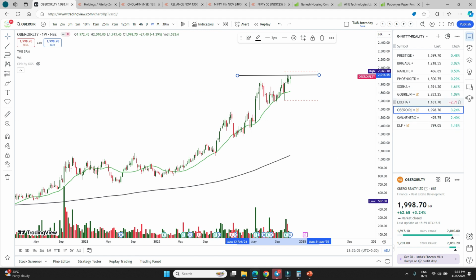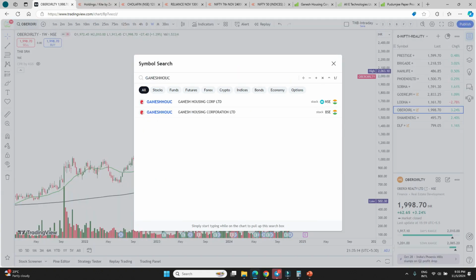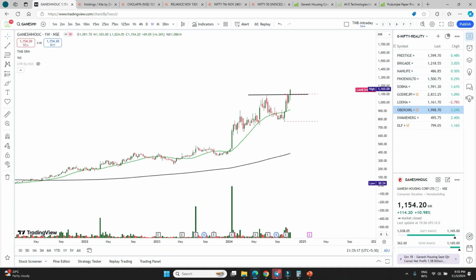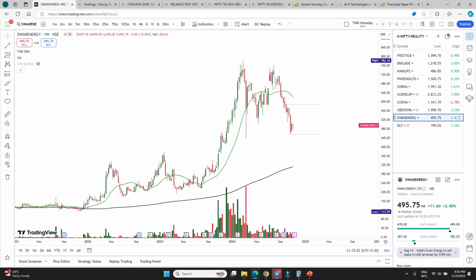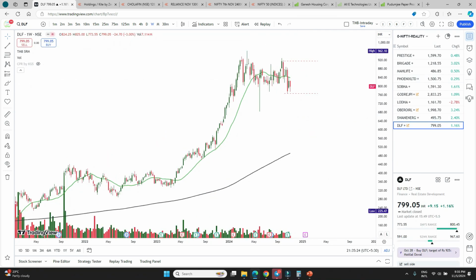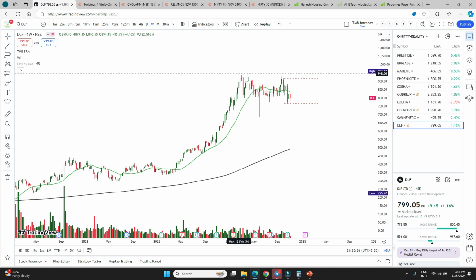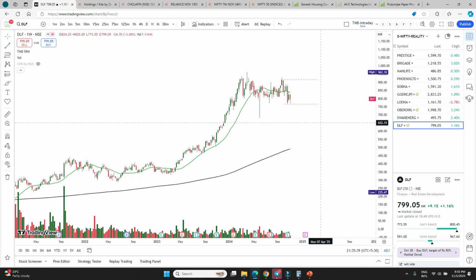Ganesh Housing is the one trading at a 40% discount, and it has already broken out. All other stocks are trading at expensive valuations. During this bear market, they had the correction to compensate. All the fundamentals in the long term are going to adjust based on time.